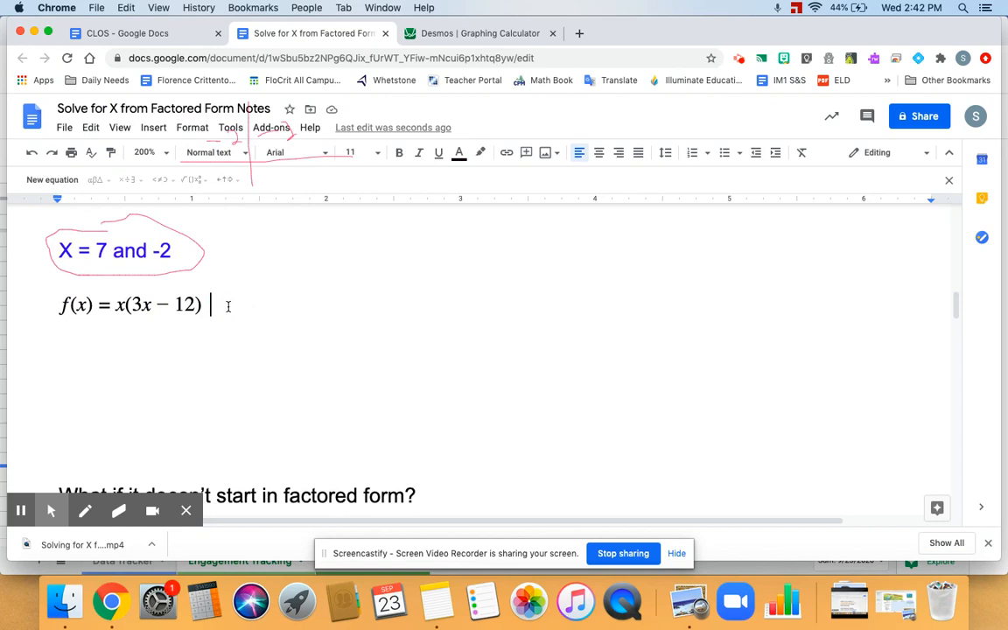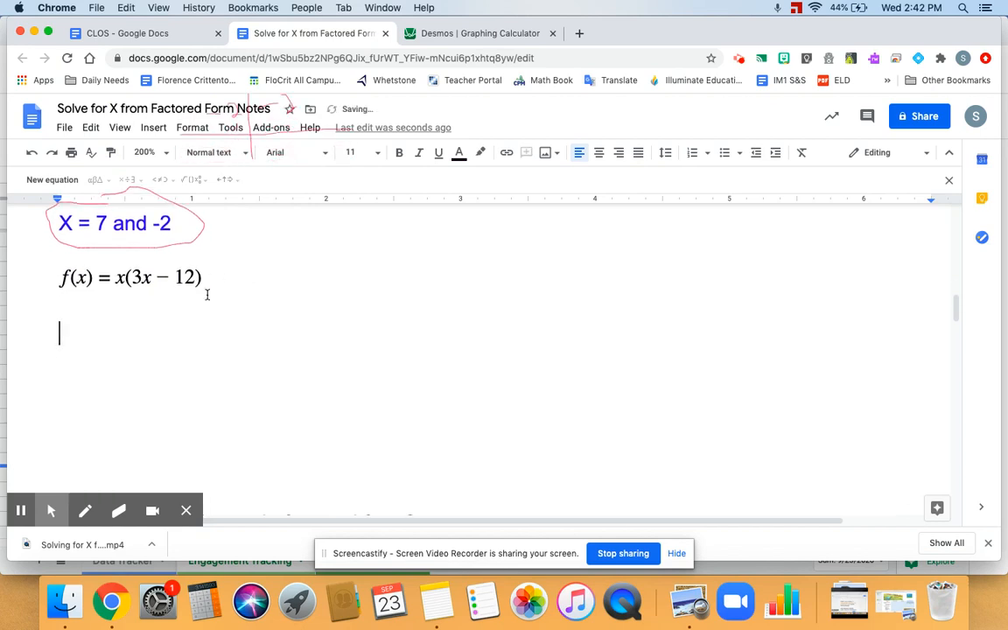All right, let's do another one. So remember, each parentheses has to equal 0. But this x isn't in a parentheses, but I can put it in a parentheses. And I could put plus 0 in here, but I don't have to. I can leave it like this. The important part here is my two answers come from when each parentheses equals 0.